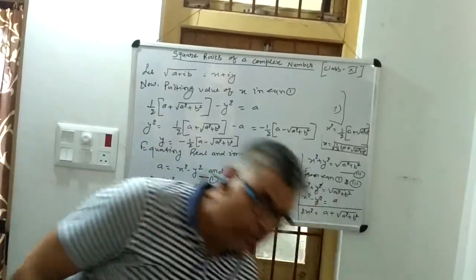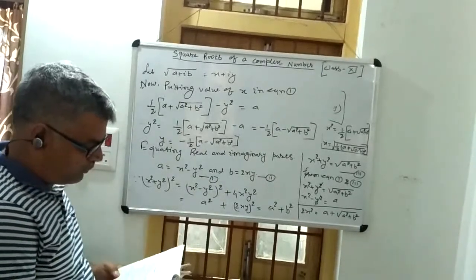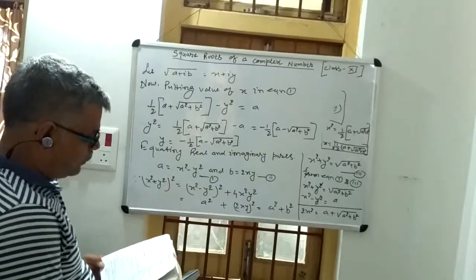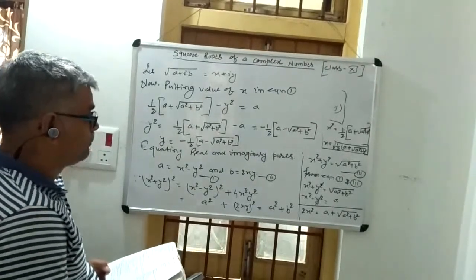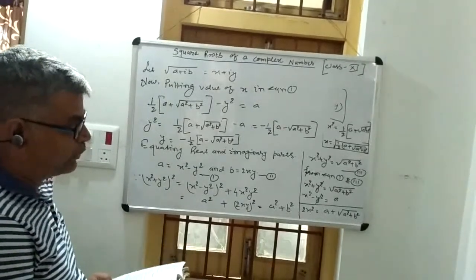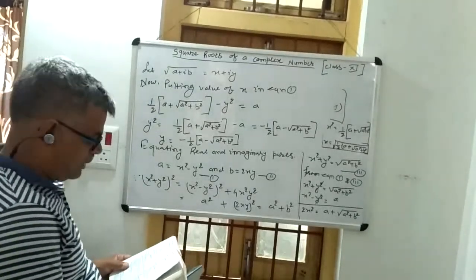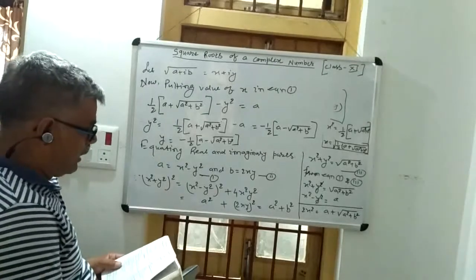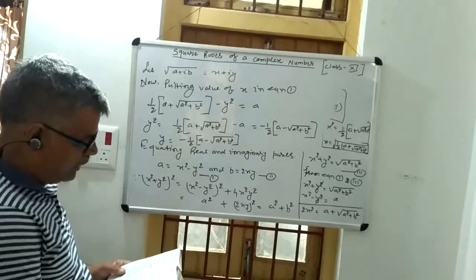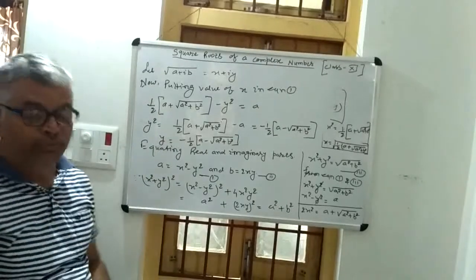And now by putting the value of x and y, you can get the square root of a complex number. x equals half under root (a plus under root a square plus b square), and y equals minus half (a minus under root a square plus b square). Thus we can find the value of the square root of this number.